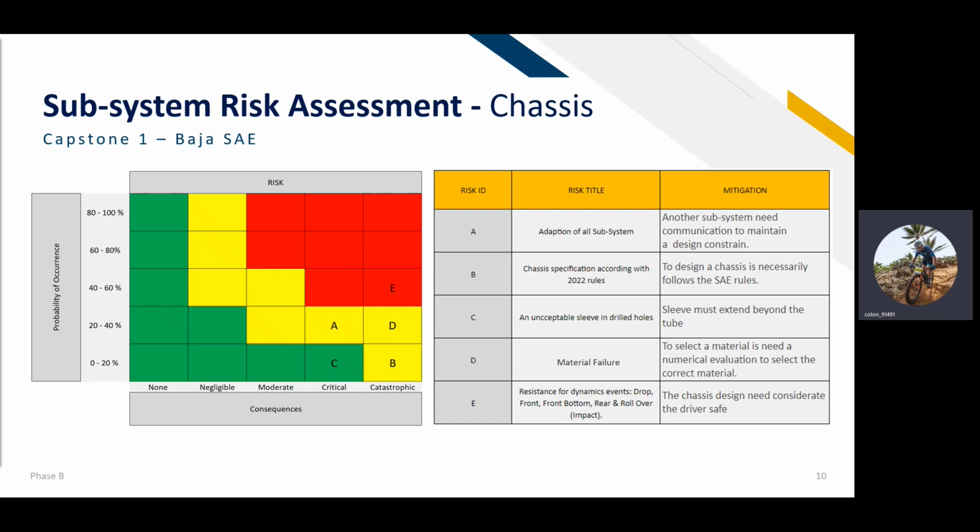So it can be mitigated as follows. For letter A, another subsystem needs to communicate to maintain a design constraint. For letter B, to design a chassis it is necessary to follow the BAJA SAE rules. For letter C, it must extend beyond the tool. For letter D, to select a material a numerical evaluation is needed to select the correct material. And finally, for letter E, the chassis design needs to consider the driver safety.